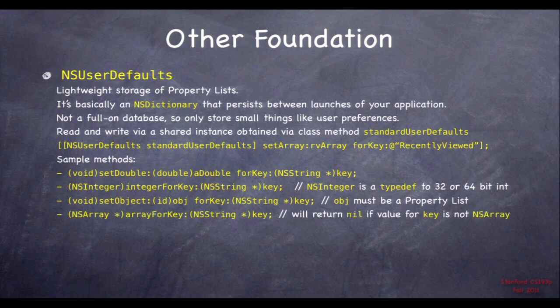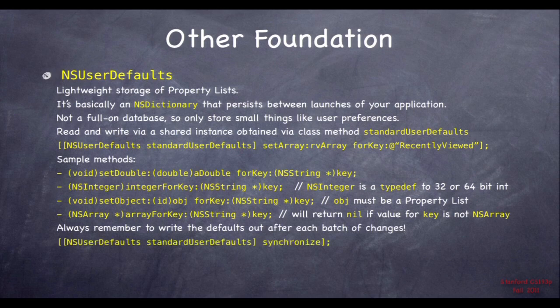And then things like array for key, if there's not an array stored at that key in the defaults, you'll get nil. So it's not going to crash, you just get nil. Like you stored a float there at that key, like the key is just a string, like foo. You store a float there and then you ask for an array, you're going to get nil.